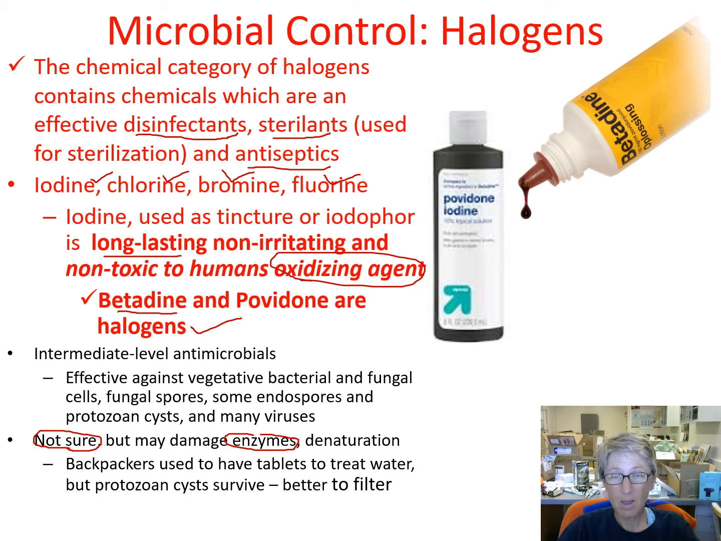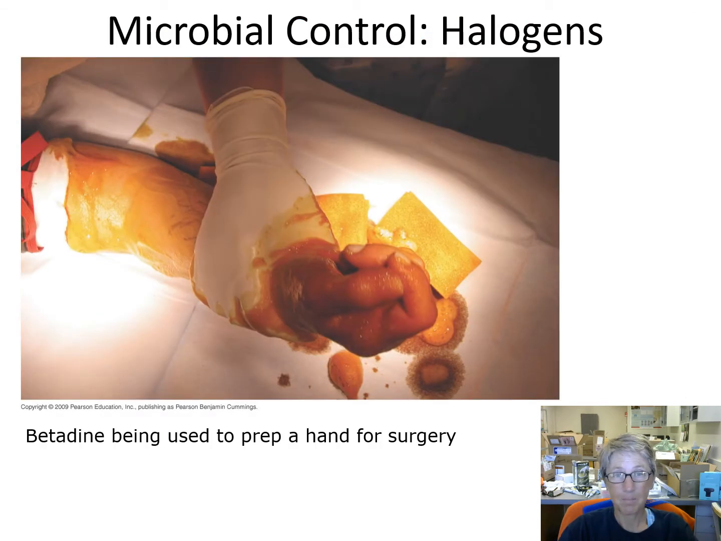Backpackers used to have these iodine tablets to treat their water when they go and drink from a creek. Just put the iodine tablets in it. But it's better to filter your water because those protozoan cysts can survive. And here's betadine being used to prep a hand for surgery. So here's the hand getting prepped for surgery, scrubbing it with betadine.